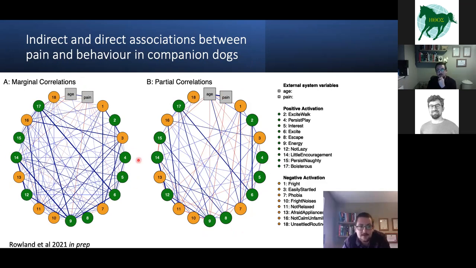So a lot of these additional correlations can be completely explained by the effect that pain has on what owners score their dogs as in terms of energy levels. I won't talk about the not relaxed item in too much detail because we did a bunch of sensitivity and robustness checks, and that wasn't a very reliable edge. But the edge between age and pain and energy does seem to be quite reliable.